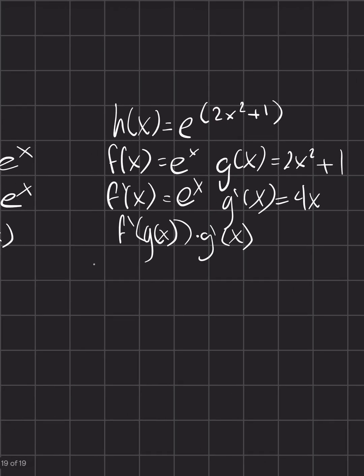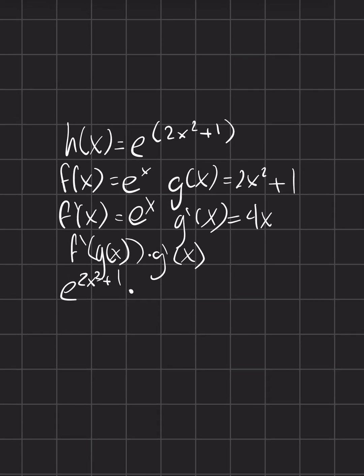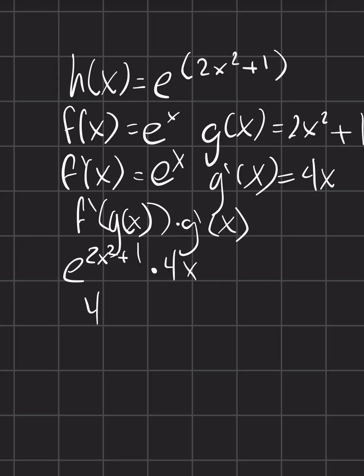Let's break it down here. So we have our f prime, which is going to be e to the x, and then our g is just going to be 2x squared plus 1. Now we need to multiply this by our g prime, which is just 4x. Once we do that, we can say that the derivative of this is just 4x e to the 2x squared plus 1.